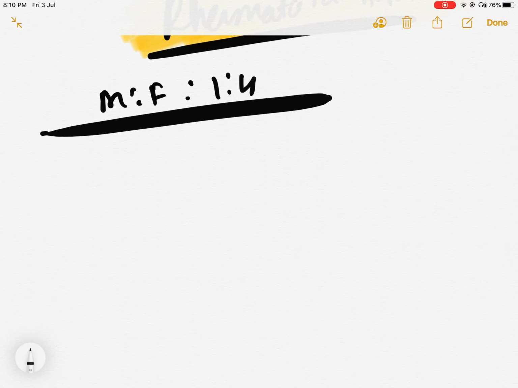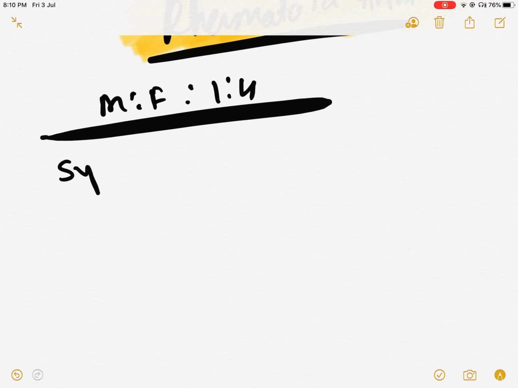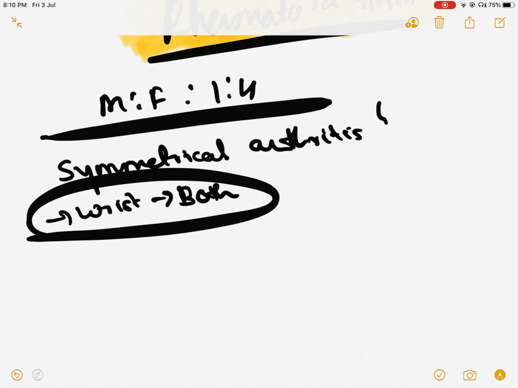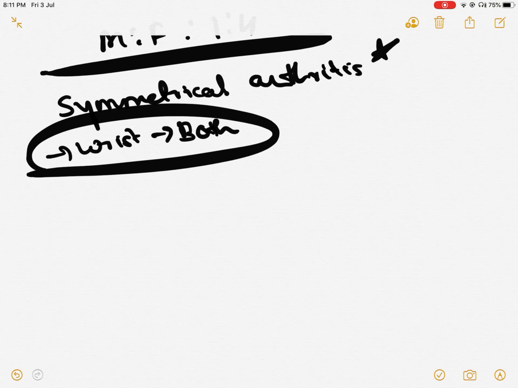It affects primarily the small as well as large joints. However, the main characteristic of rheumatoid arthritis is symmetrical arthritis. Symmetrical means if a wrist is involved, then both wrists will be involved. If small joints of the hands are involved, bilateral involvement of small joints of the hand will be there. This is the most important feature of rheumatoid arthritis, that is symmetrical involvement of joints.